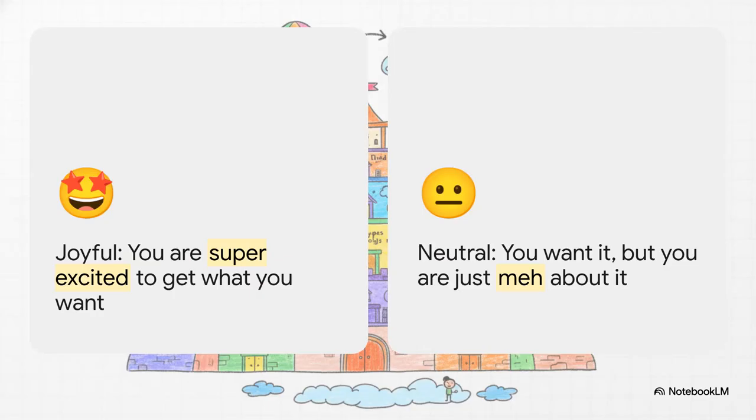So the first variable is feeling. Does this greedy thought come with an active hit of joy? Like when you are absolutely thrilled to buy a new pair of shoes? Or is it a neutral feeling? This is when you want something, but you're just kind of meh about it. Think about mindlessly doom scrolling on social media. You want that quick dopamine hit, sure, but you aren't exactly jumping for joy while you're doing it, right?